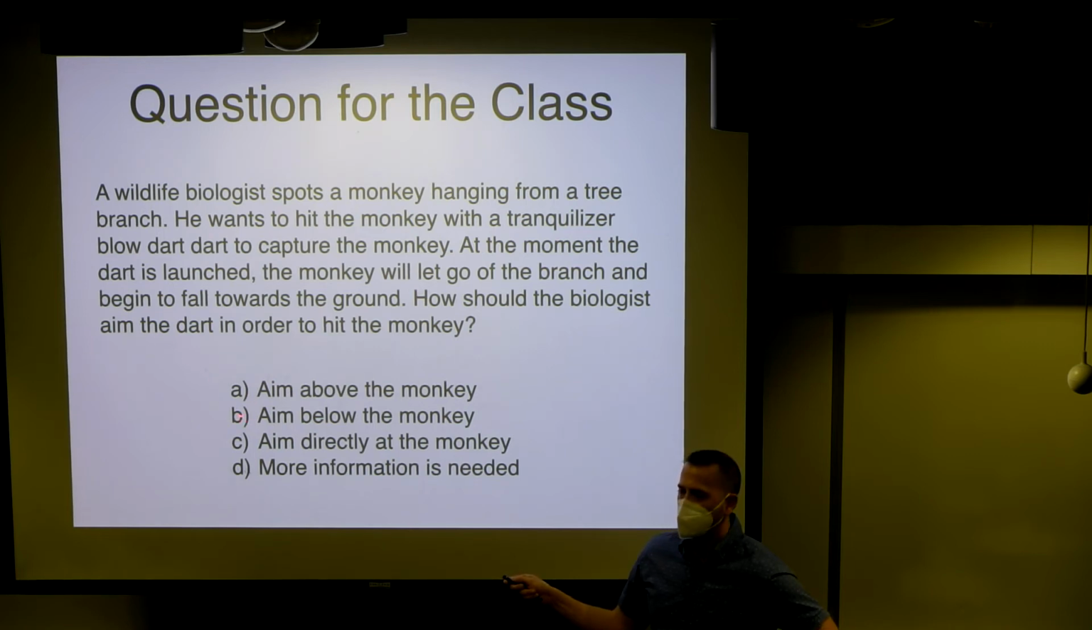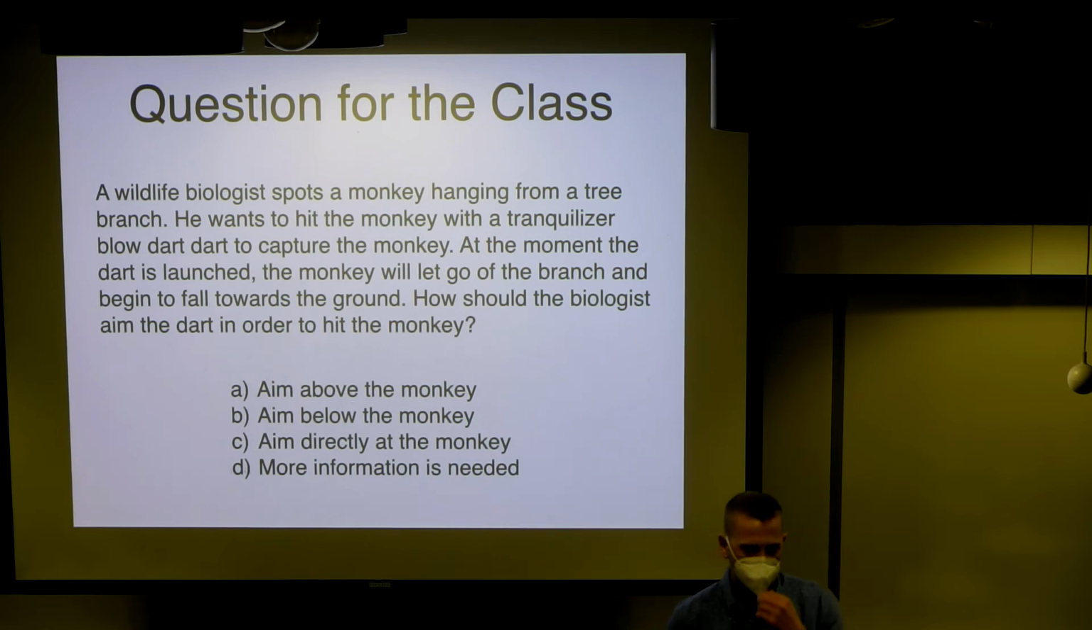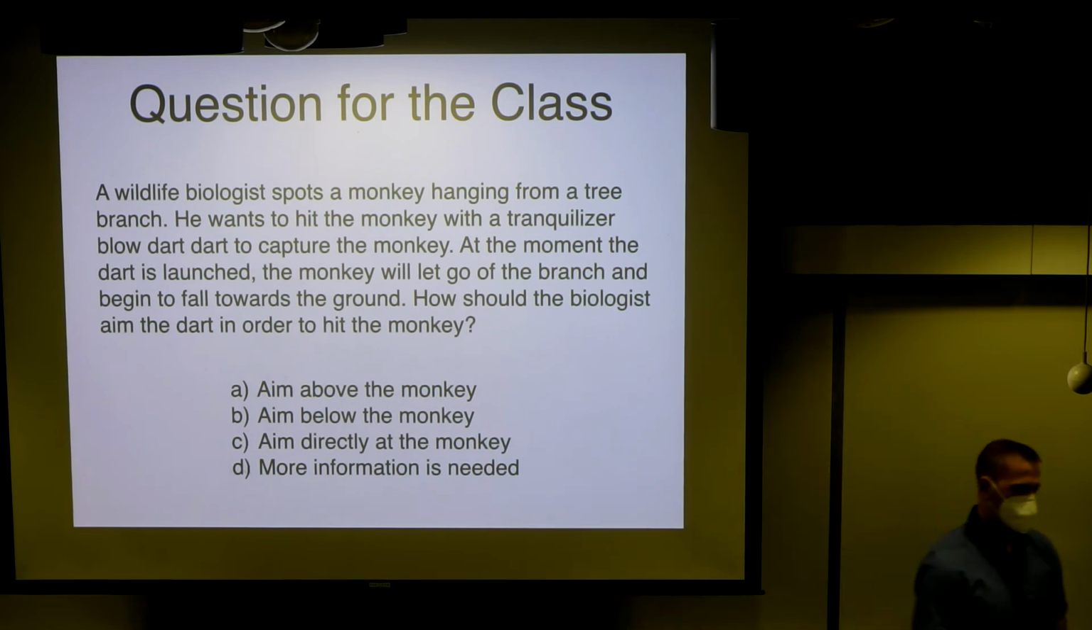What about aiming a little bit low? Okay. What about just aiming directly at the monkey? Yeah, so if you answered C, you're correct. So I want to show you why this is the case, all right?